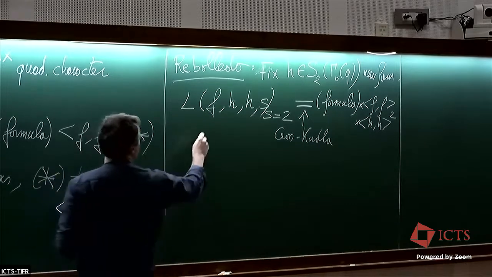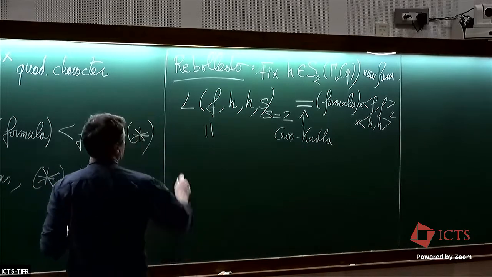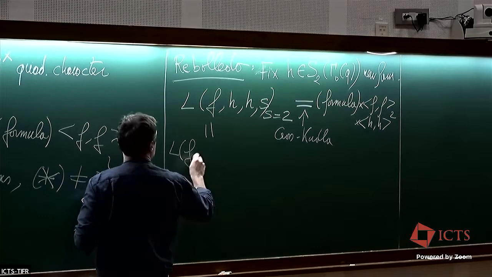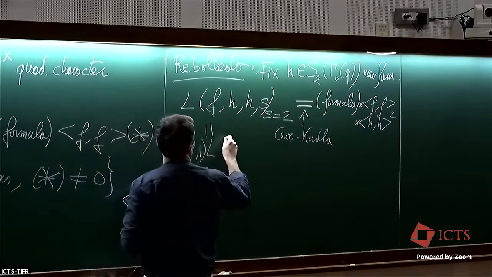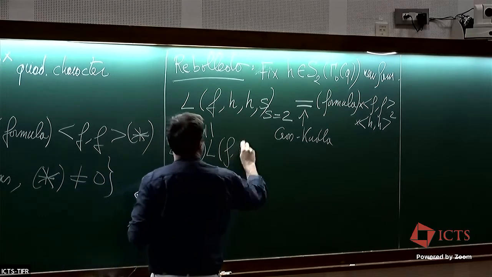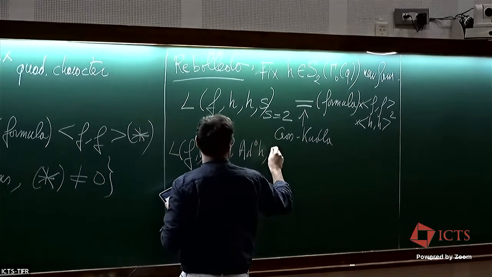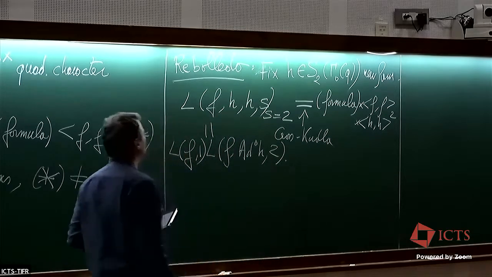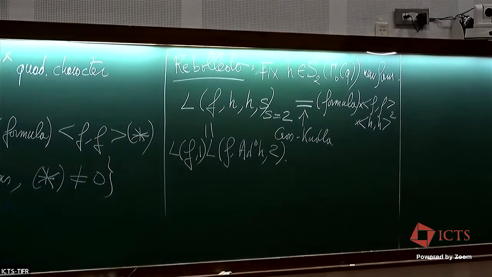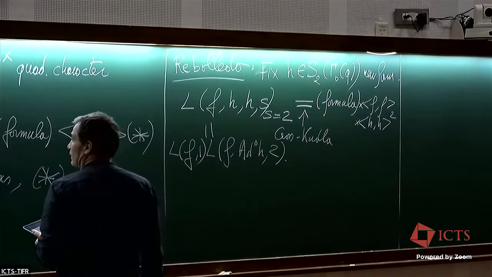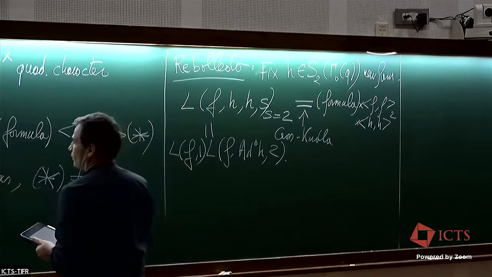And also, this factorizes into L of F1, L of F, adjoint of H2. So as you can see, L of F1 is also a factor of this triple function. And then Reboledo does essentially the same thing as Parent.